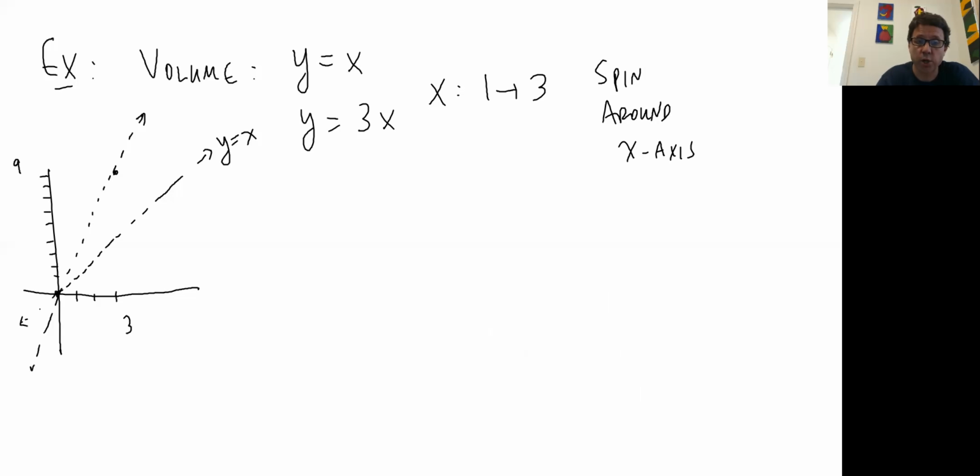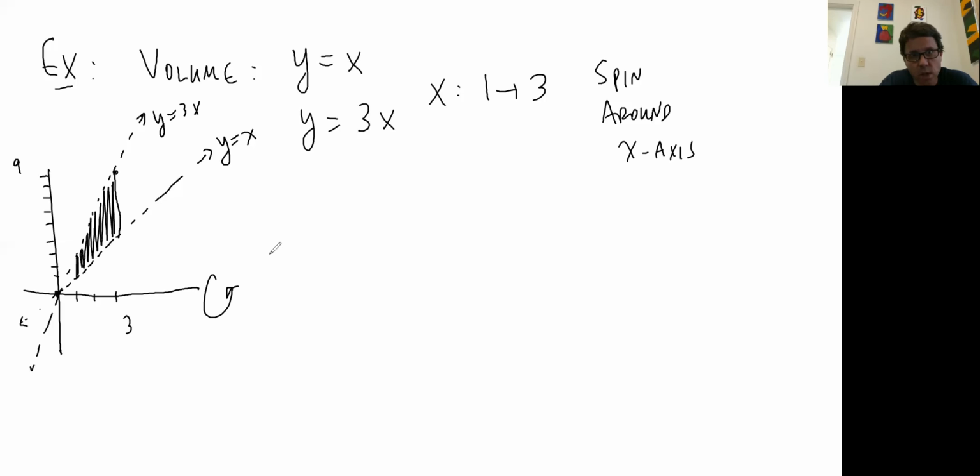The thing that I was saying could go wrong is on this one. So now you want the area between y equals 3x and y equals x, going from 1 to 3. So here's 1 and here's 3. We're talking about that area right there spun around the axis. So what does that even look like now?